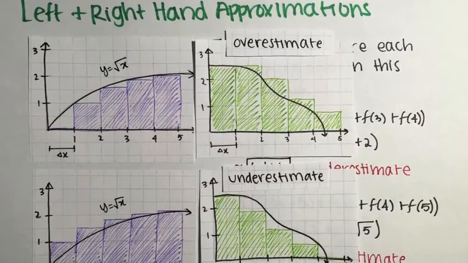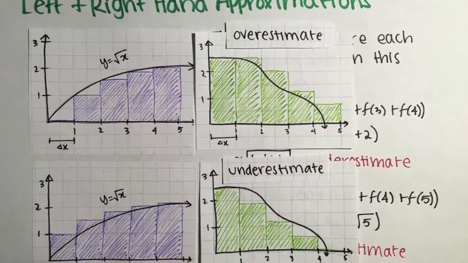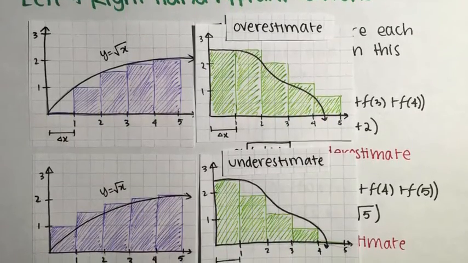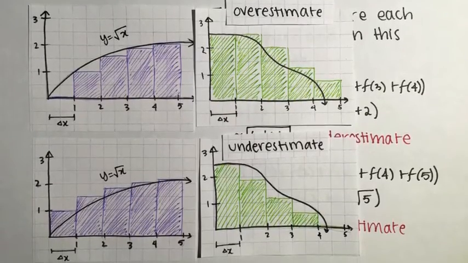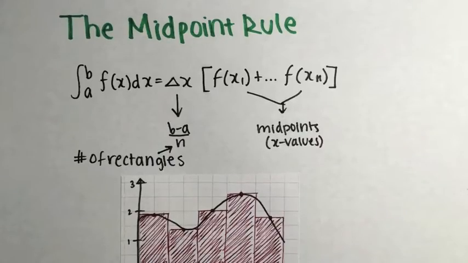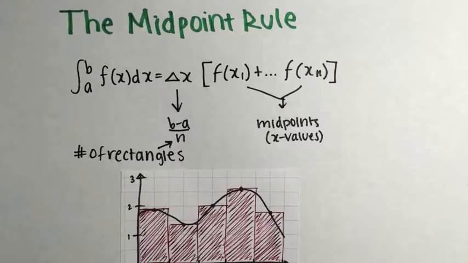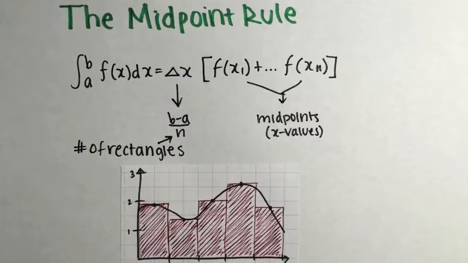On a decreasing function, the left-hand approximation would be an overestimate, like you see on the top graph, and the right-hand approximation would be an underestimate, as you see on the bottom green graph. Because these approximations are not very accurate, it is better to use the midpoint rule.